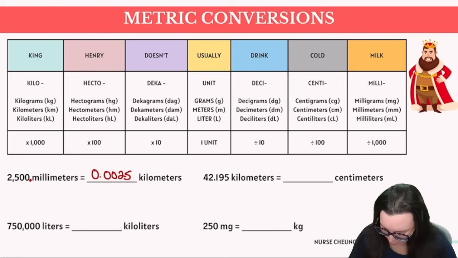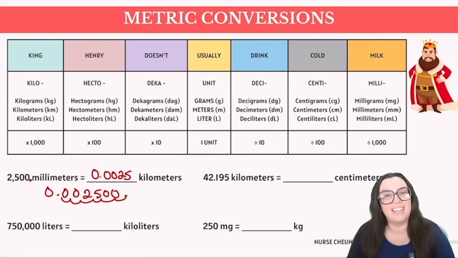0.0025. Because if we did this, just so that everybody can see, here's our decimal. We're going 1, 2, 3, 4, 5, 6. Decimal goes here. We add our zeros where we didn't have them before, and that gives us our correct answer.